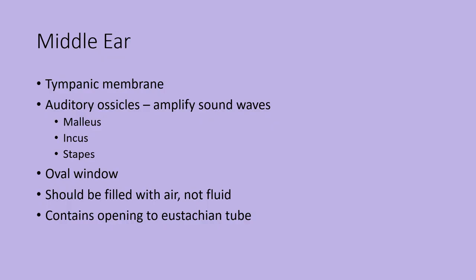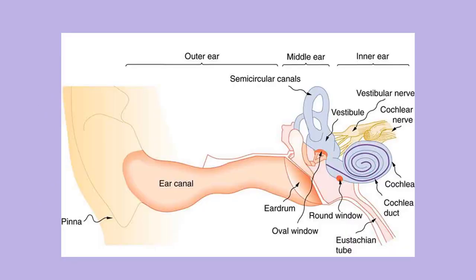The eustachian tube is what your book calls it. Other books will call it the auditory tubes. A lot of books will call it the pharyngeal tube. So just know, I think probably the most common one is the eustachian tube, but it may have other names associated with it. So once again, this is just showing another depiction of, here's your tympanic membrane.